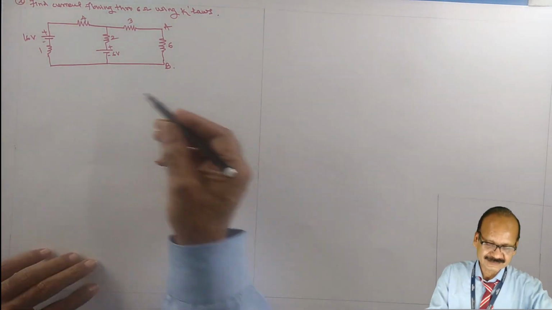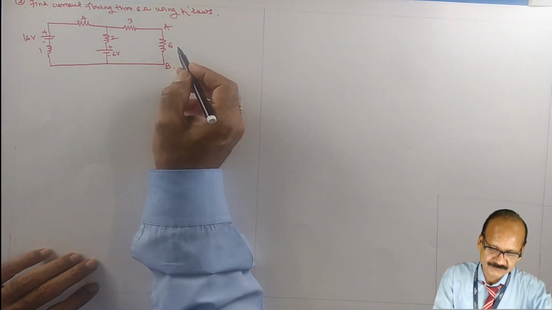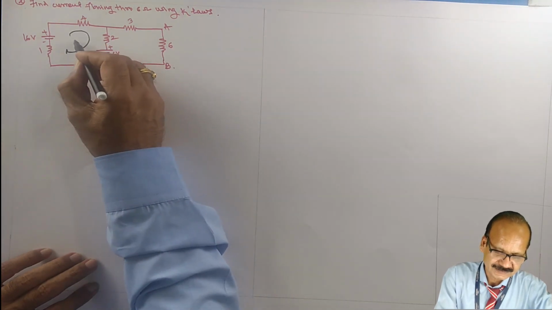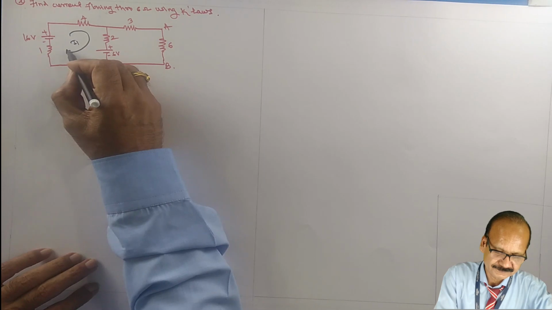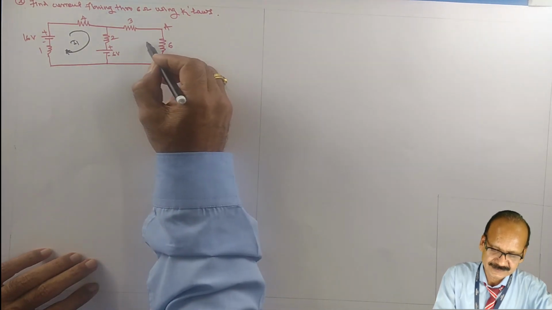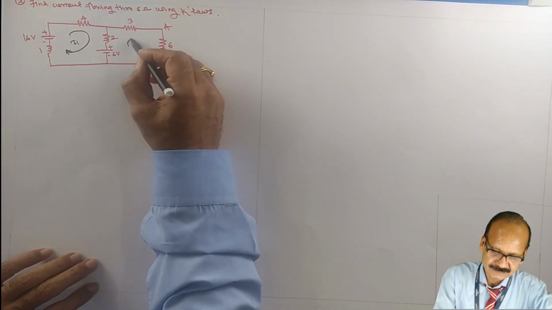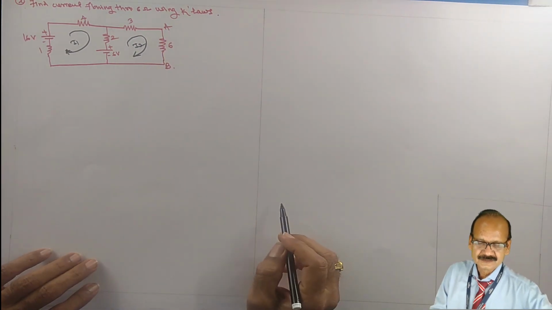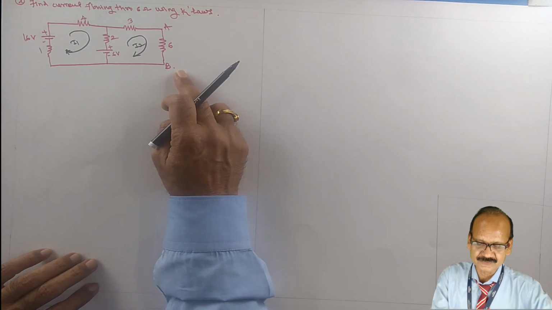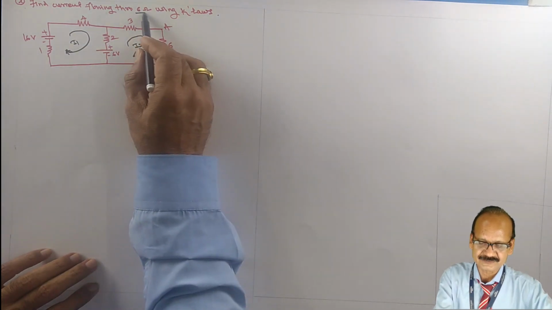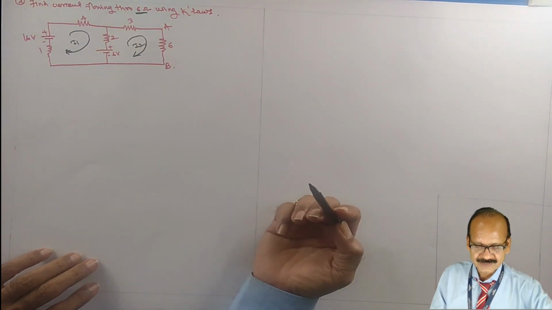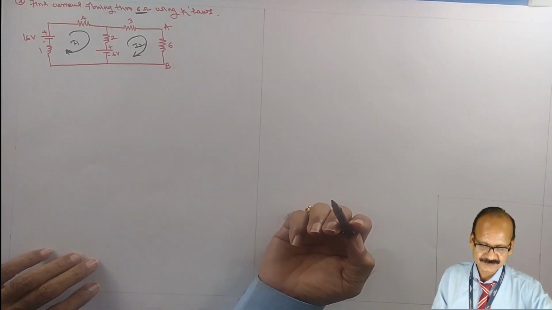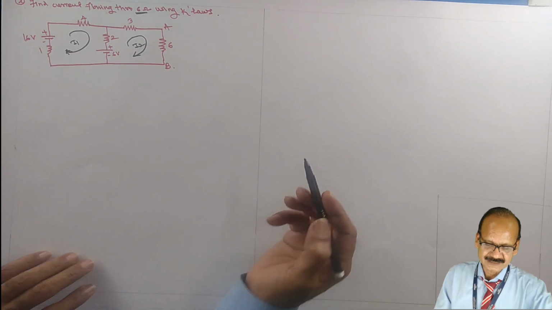Here there are two unknowns, two loops, two meshes. We can consider two currents, say the current I1 and this current I2. We have to find I2 because it is asked to find the current flowing through the 6 ohm resistance. However, you can find the current flowing through each and every element also. So let us start now.